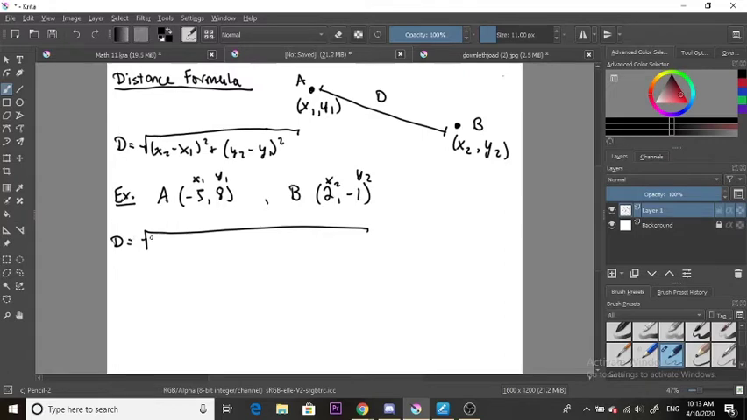So we're going to take our x2, which is +2, and we're going to subtract -5 from that. Now remember, you always put negatives in your brackets. Then we're going to take our -1, or y2, and we're going to subtract our y1 from that.